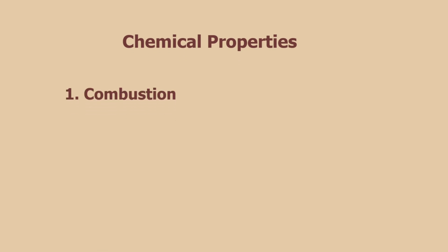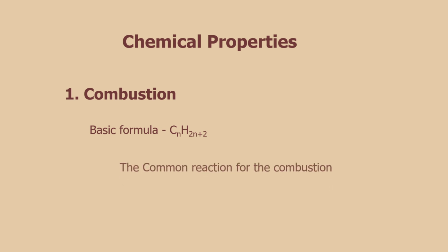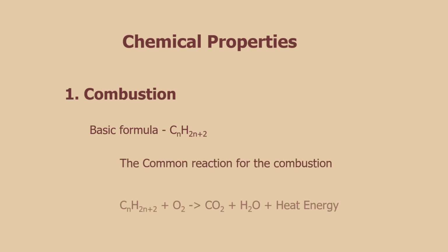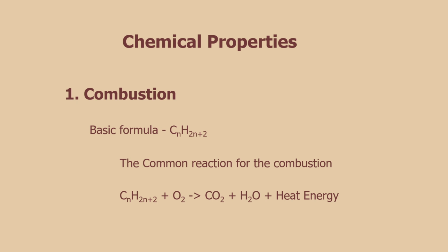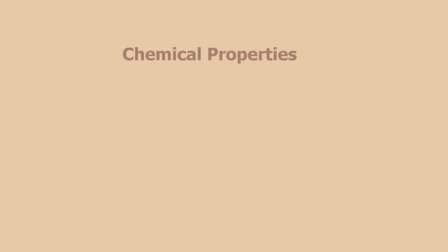Chemical properties of alkanes. The basic formula for alkanes is CnH2n+2. First chemical property is combustion. Alkanes burn in oxygen to produce carbon dioxide and water, releasing energy. The common equation is CnH2n+2 + O2 produces CO2 + H2O + heat.